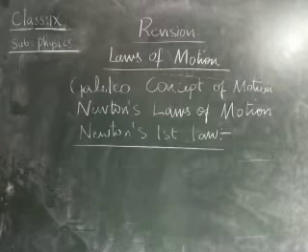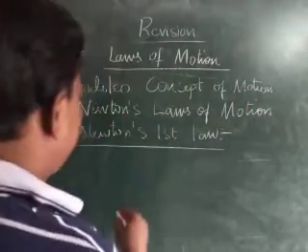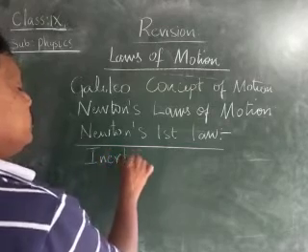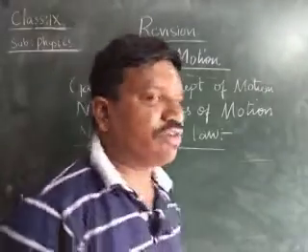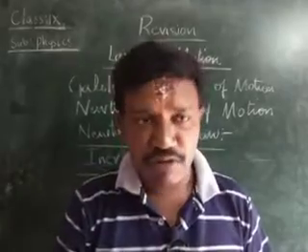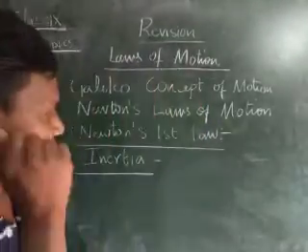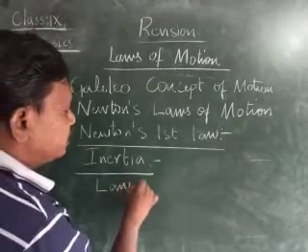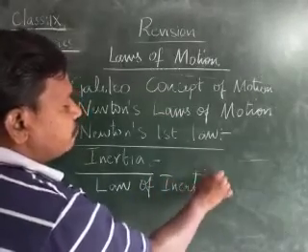Inertia. Newton's first law is also called the law of inertia. Inertia is the resistance of a body to change its state from one form to another form. The resistance of a body to change its state is called what? Inertia, children. Newton's first law is also called the law of inertia.